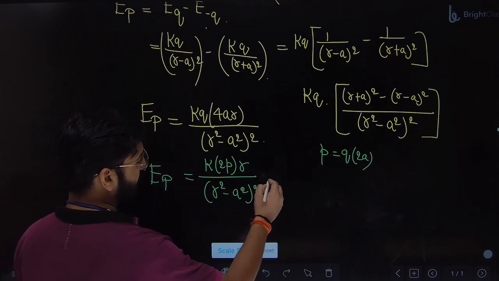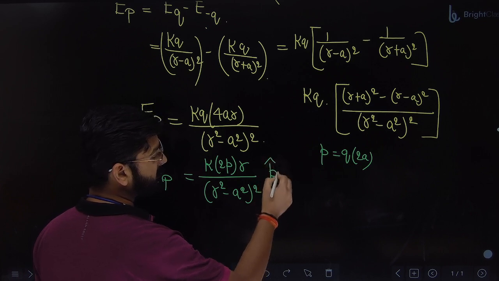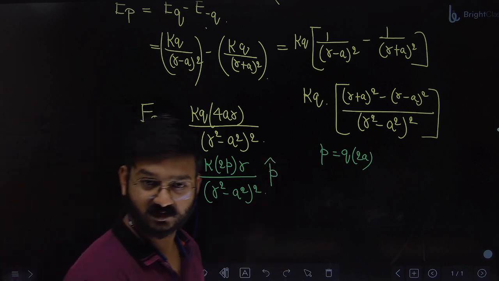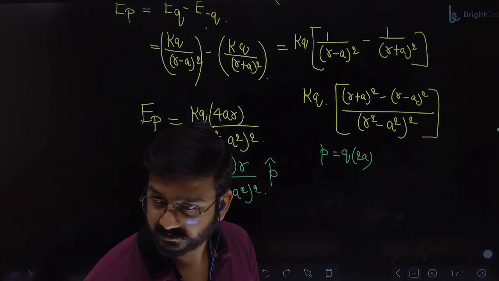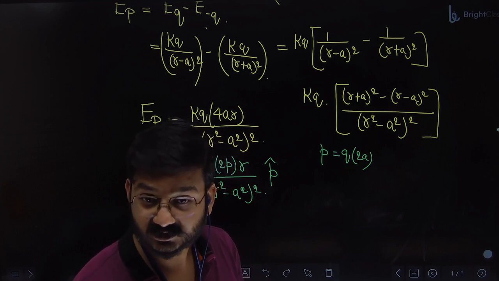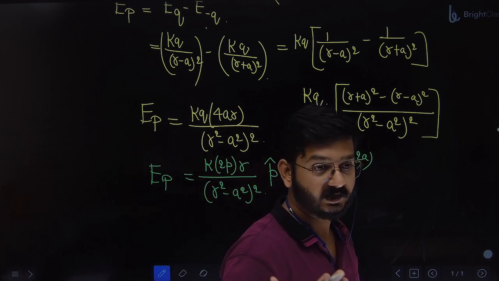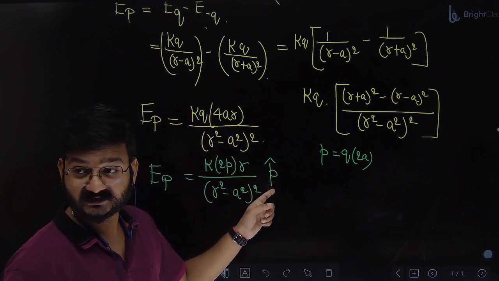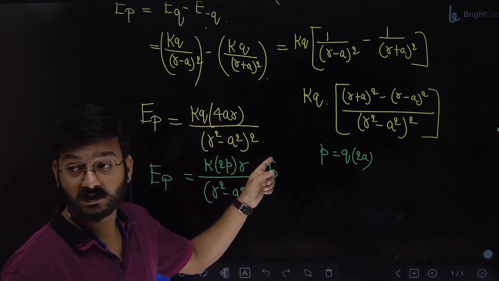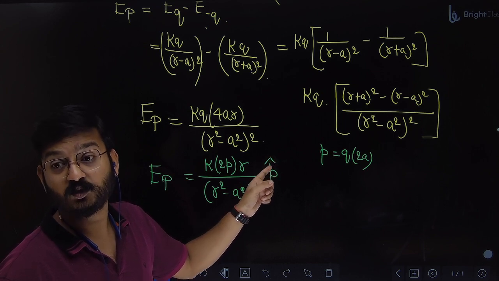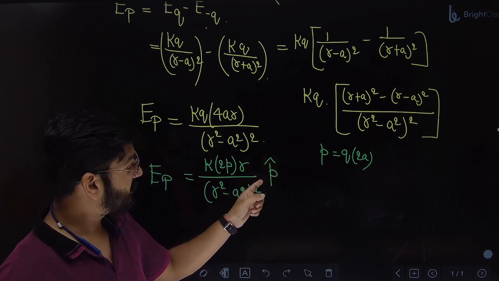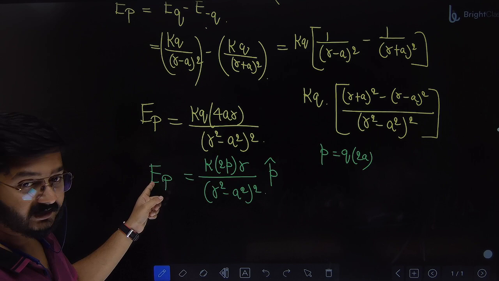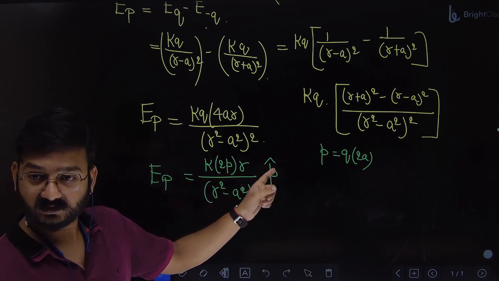So what will I write here? P cap. Do you guys know the meaning of cap? I cap. It gives the direction. Cap means unit vector. Unit vector gives the direction. So P cap means this is same as the direction of dipole moment. This is dipole unit vector. It is telling you that the direction of electric field is same as direction of dipole.